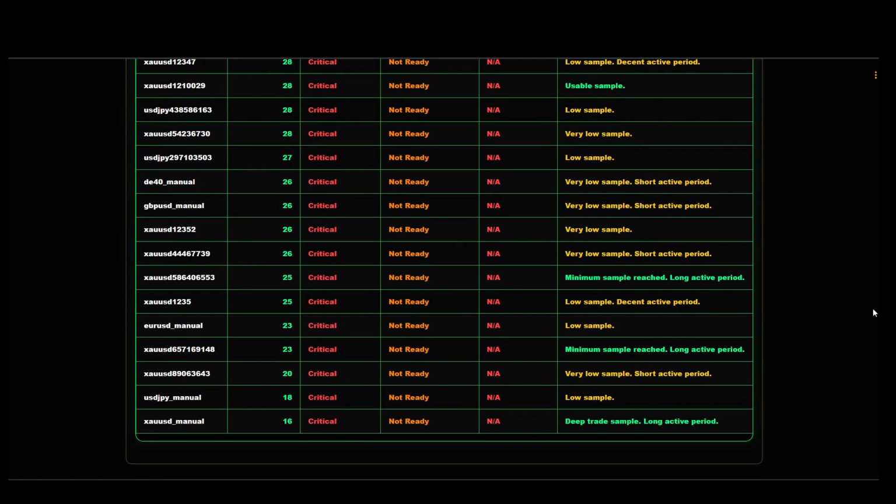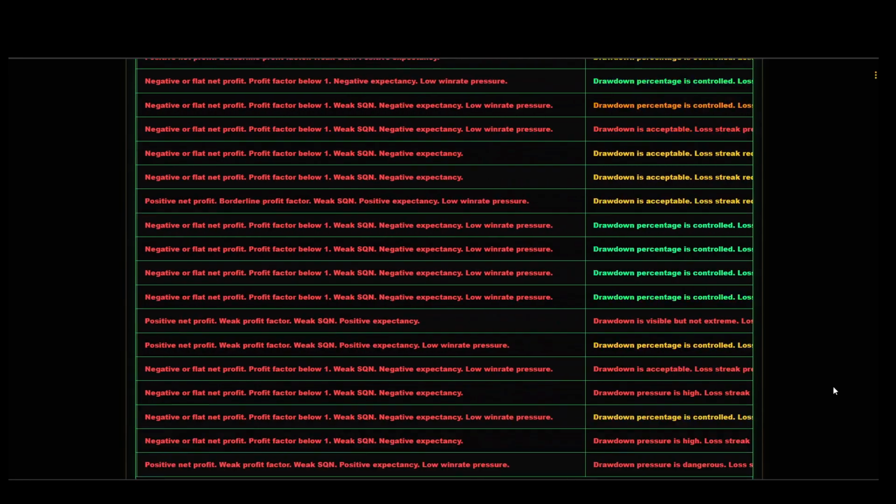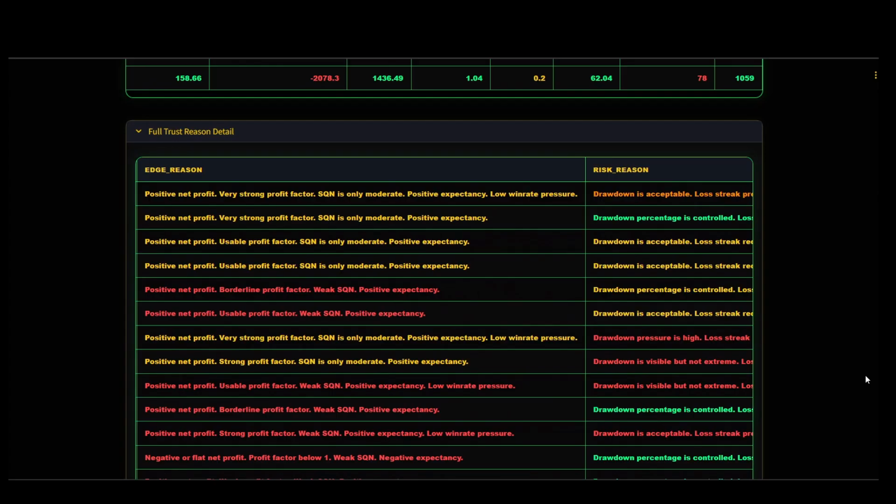Then after the sample reasoning layer, the workflow continues deeper into the actual structural explanation layers behind the trust profile itself. And this is where the matrix starts explaining why certain robots received stronger or weaker institutional trust classifications. So first, the workflow moves into the edge reasoning layer and the risk reasoning layer. Now we start seeing explanations tied to net profitability, profit factor quality, SQN strength, expectancy structure, win rate pressure, drawdown pressure, and loss streak behavior.